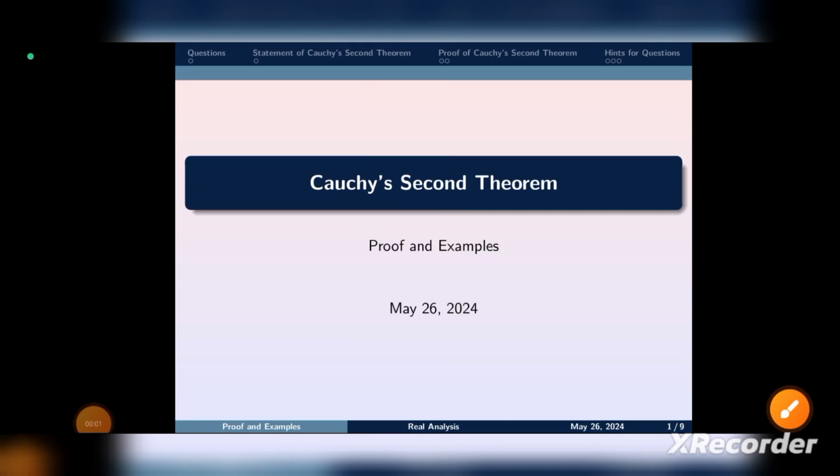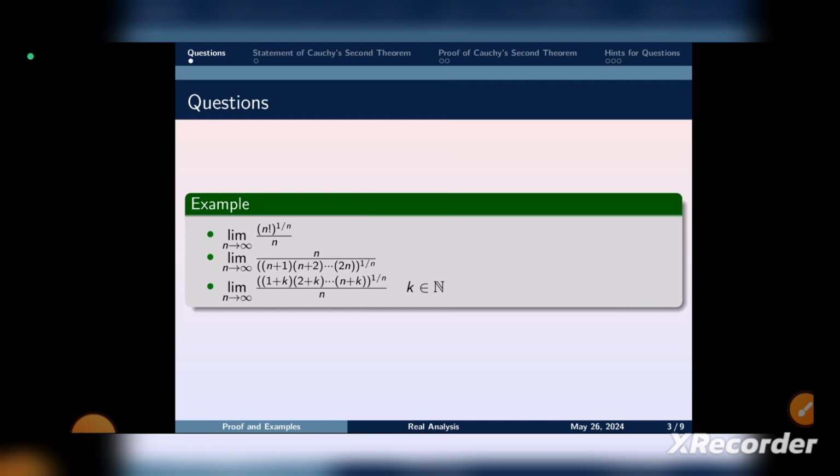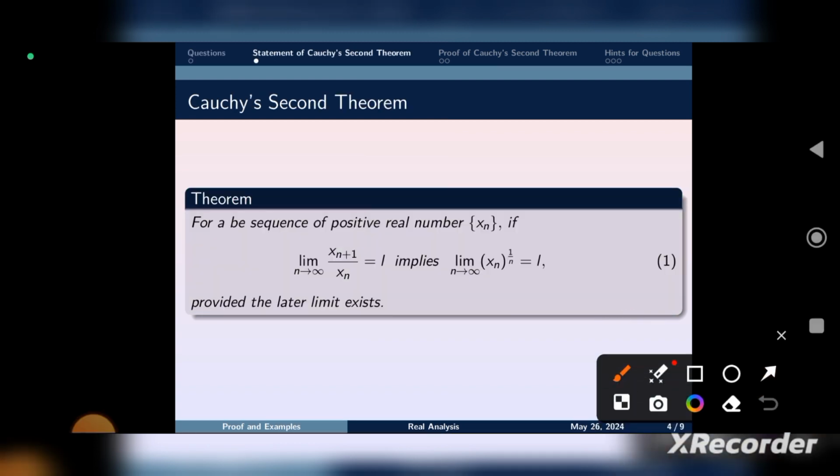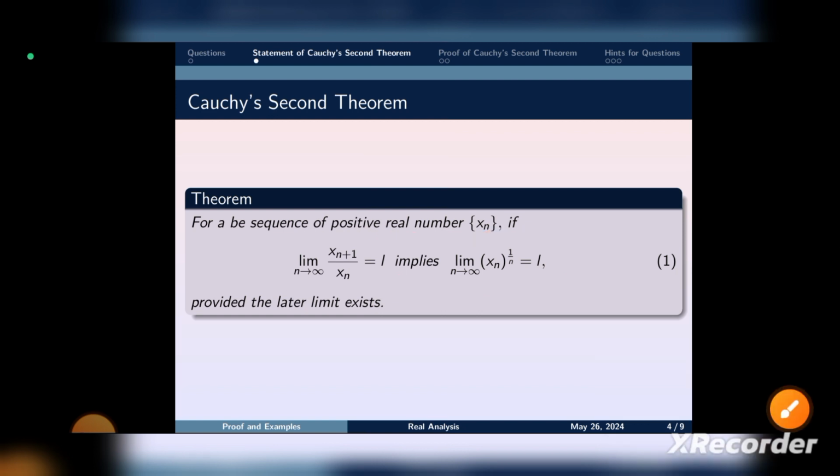Hello everyone, in this video we will prove the statement of Cauchy's second theorem and discuss related questions. The statement of Cauchy's second theorem is: let xn be a sequence of positive real numbers, and if the limit of the former sequence exists, then the limit of the latter sequence also exists and is equal to L. That is, if the limit of xn plus 1 by xn is L, then the limit of xn raised to power 1 by n is also L.